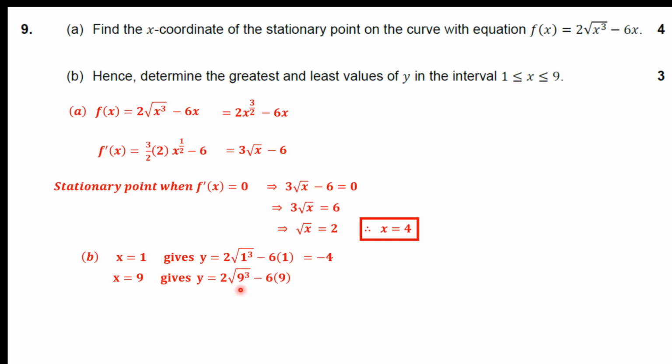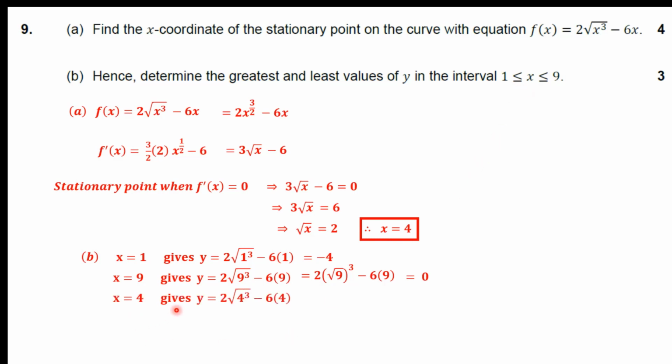When you want to evaluate the square root of 9 cubed, it's much easier to do the square root first and then take that answer to the power 3, like this. So we can do the square root of 9 is 3, 3 by 3 by 3 is 27, 2 27s are 54, 9 6s is 54, when you subtract you get 0. Now, we better check the stationary point because it's between 1 and 9 and see what the value for y is. So we do that the same way.